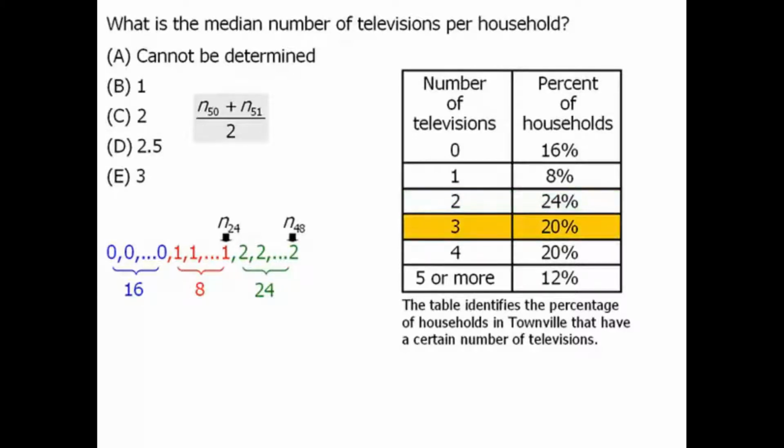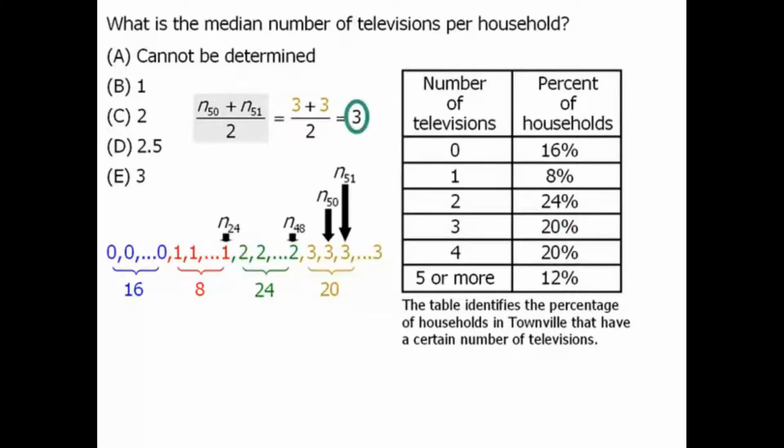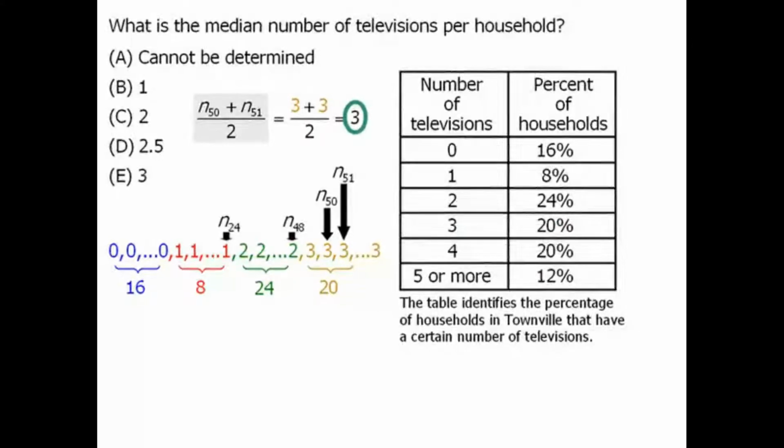And next we're told 20% of the households have 3 televisions. In other words, 20 households have 3 televisions. So we'll list our 3s here. And at this point, we can see that number 50 and number 51 are both equal to 3. So we'll plug this into our little formula here, and we see that our median equals 3, in which case our answer is E.